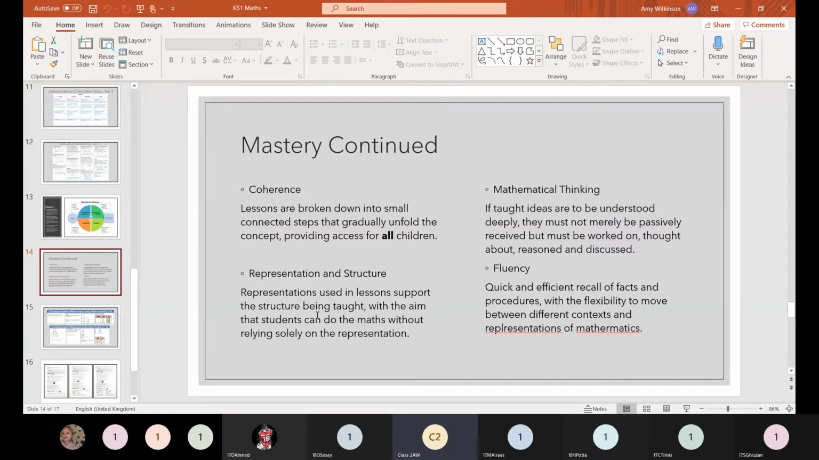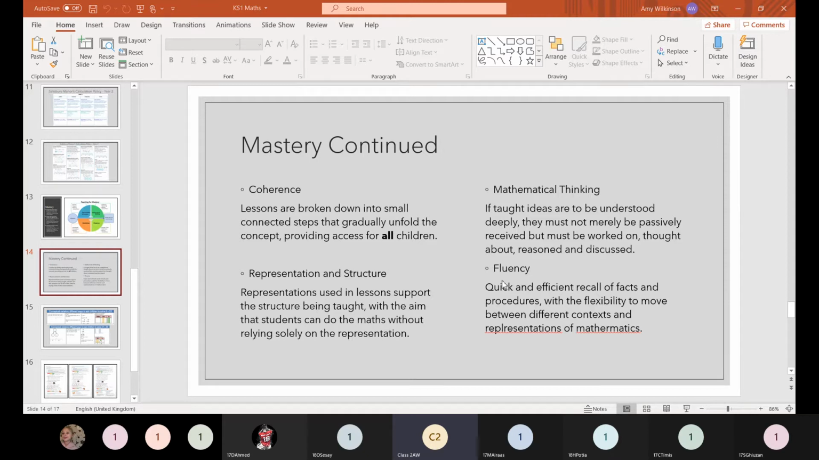Mathematical thinking is where taught ideas are understood deeply, not just accepted. It's something that needs to be worked on, reasoned, and discussed, and that's a really, really important area.